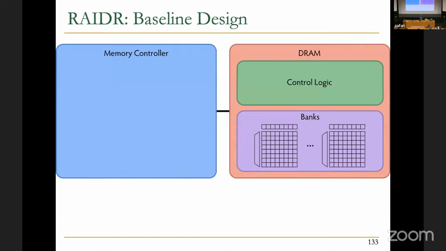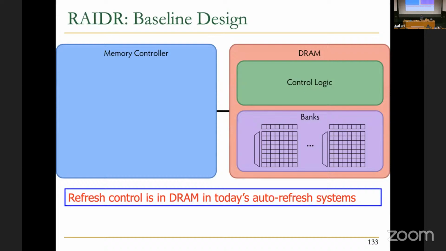So you can implement RAIDR in two different ways, basically. This is our baseline design. There's a memory controller, there's a DRAM chip. Inside the DRAM chip, we have the storage, banks, and the control logic. So refresh control is in DRAM in today's auto refresh system. Basically, every 7.8 or 3.9 microseconds, the memory controller sends a refresh command.